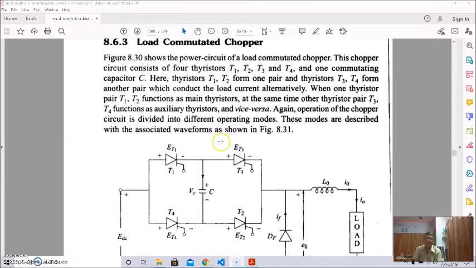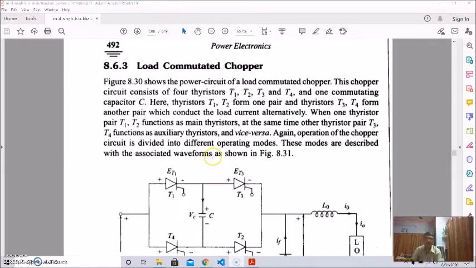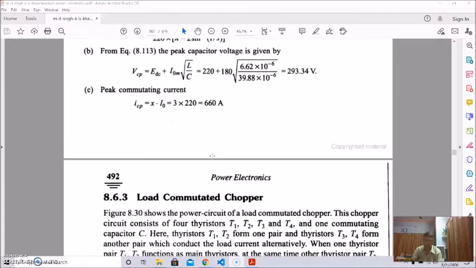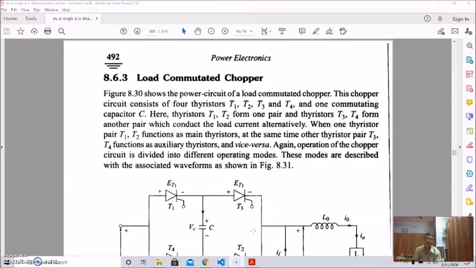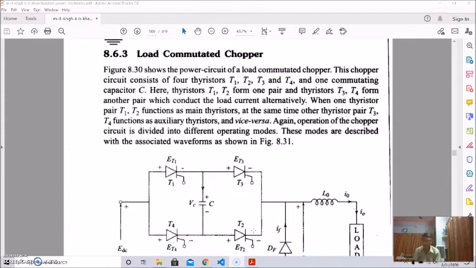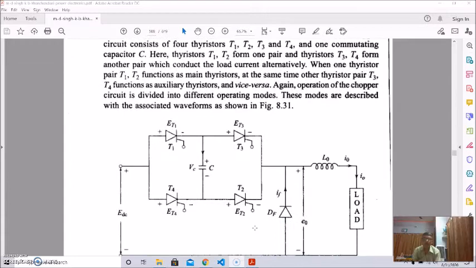In our last class of power electronics and drives, we discussed line commutated, current commutated, and resonant pulse commutated choppers. Today we'll discuss a new topic, that is load commutated choppers.